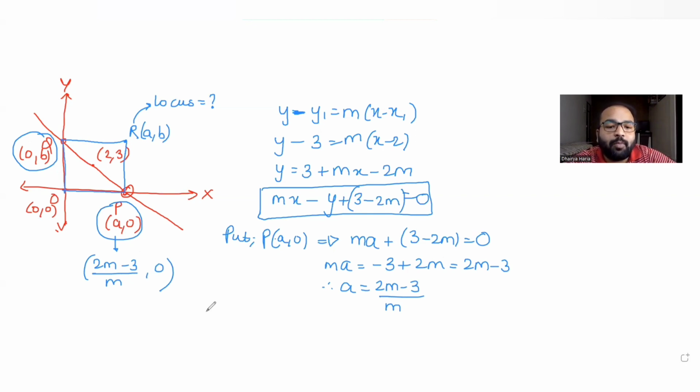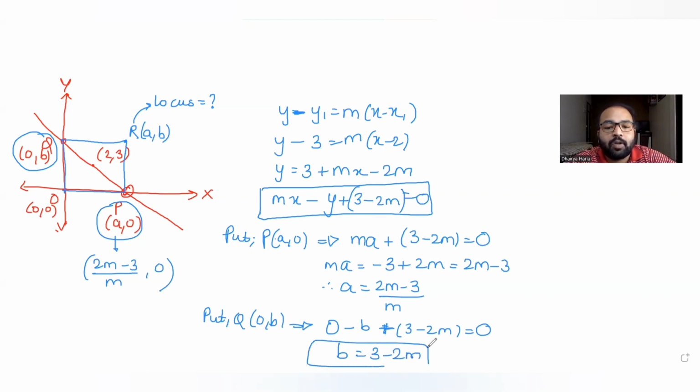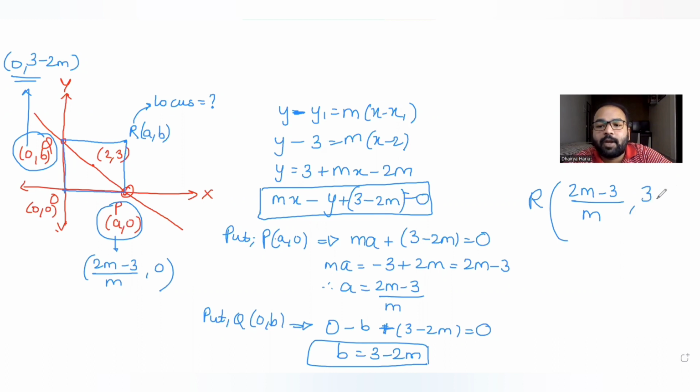Let's find the point Q as well. Point Q is 0 comma b, so I'll put Q 0 comma b again in that same equation of a line because it should also satisfy that line because it lies on the line. So if I put x as 0 now, this becomes 0 minus, if I put y as b, it becomes minus b plus 3 minus 2m equals to 0. So minus b, if I take it on the other side, becomes plus b, and b is 3 minus 2m. So now the coordinates of Q are 0 comma 3 minus 2m. So now I have this coordinate R with me. First coordinate is 2m minus 3 by m, and the second coordinate is 3 minus 2m, right? So now this is a and b.